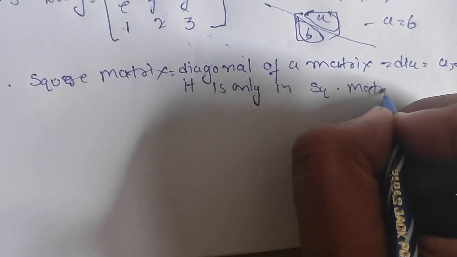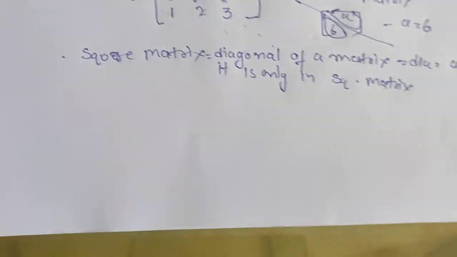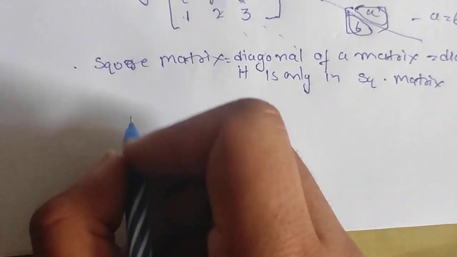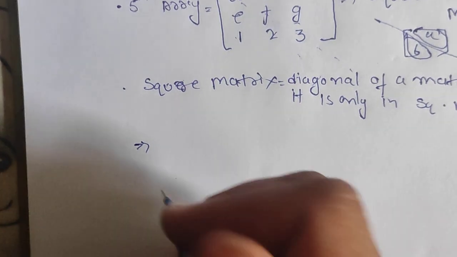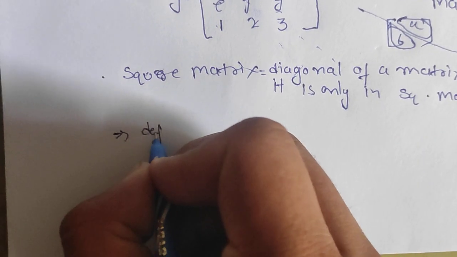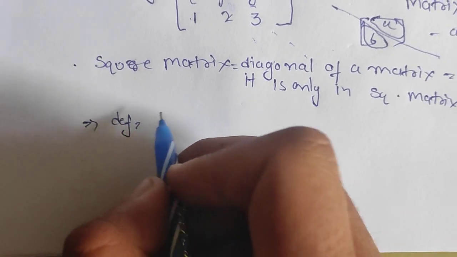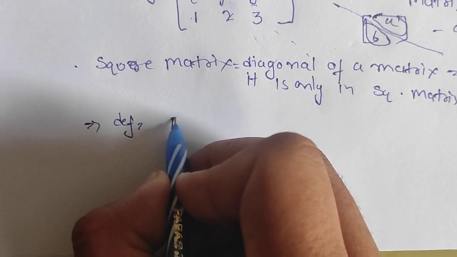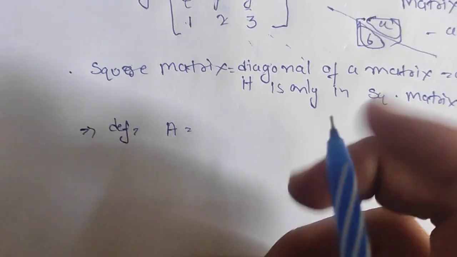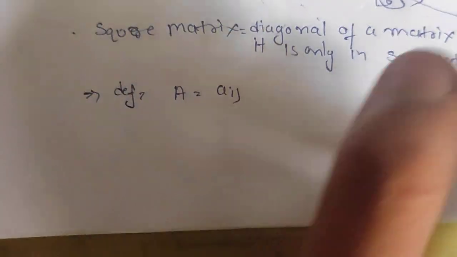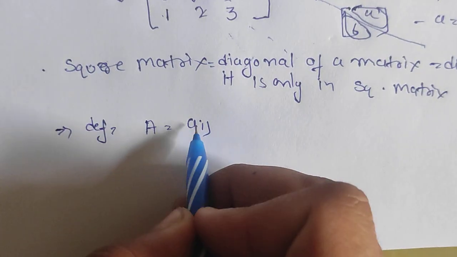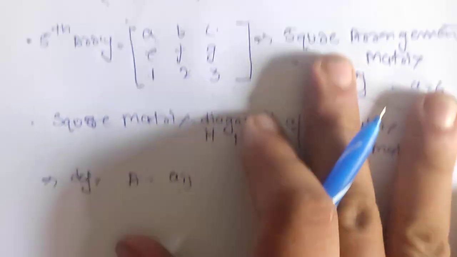Second thing, we know the square matrix, the basic definition, the general definition. So the definition: if A is a square matrix, any matrix can be denoted in Aij form, for example A1.